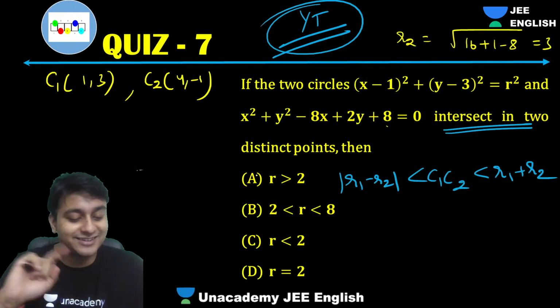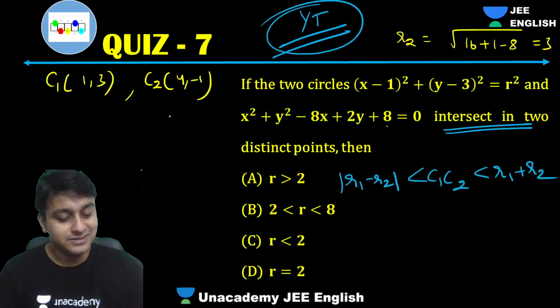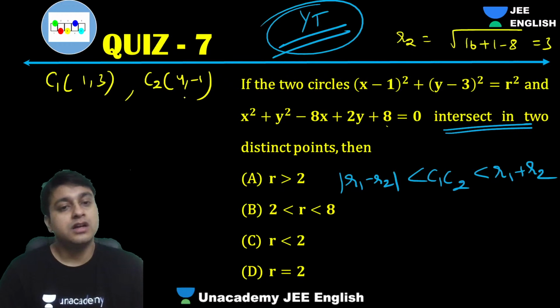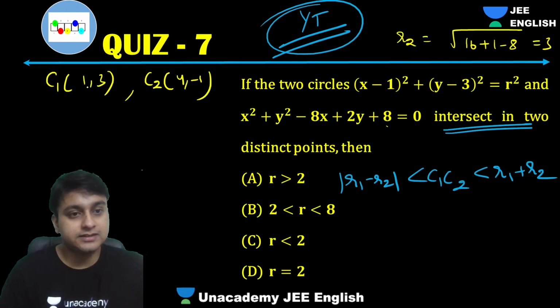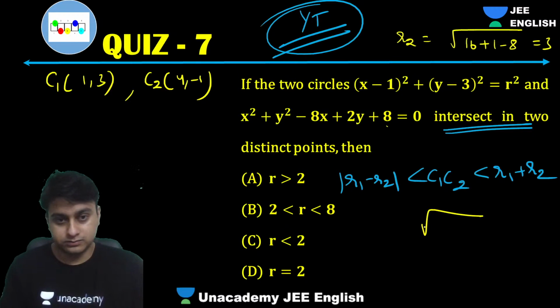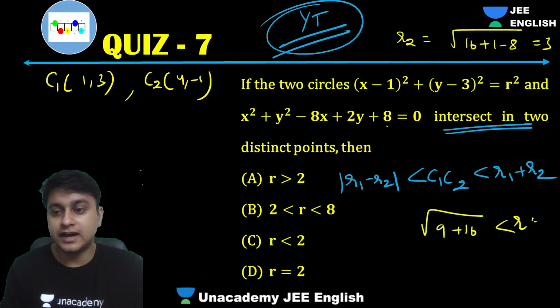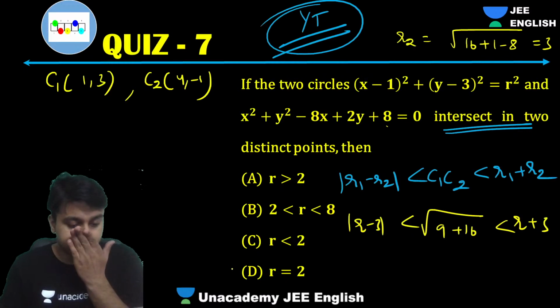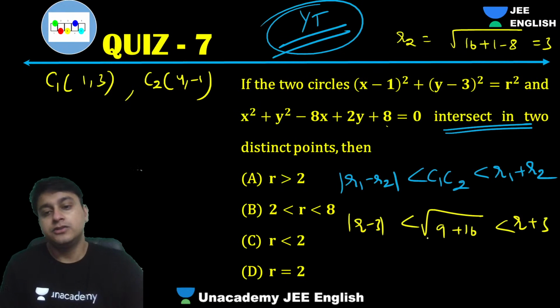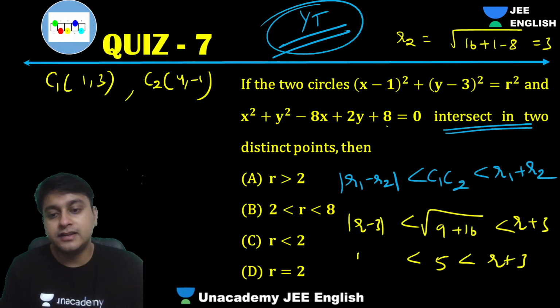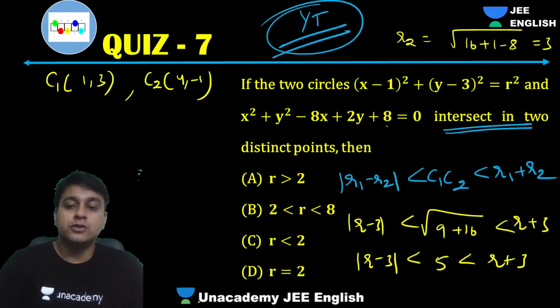Vivek, you just wrote it reversed. R1 is R, right? So C1C2, the distance between the centers, will be root under 9 plus 16, which is less than R plus 3 but greater than mod of R minus 3. So we are getting 5 is less than R plus 3 and greater than mod of R minus 3. We've got two inequalities, so let's solve both of them one by one.